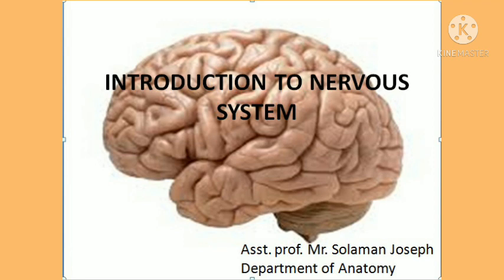Today we are going to learn about neuroanatomy, the introduction of the nervous system. Neuroanatomy is the study of the nervous system. The nervous system is the most complex, widely investigated and least understood system in the body. Along with the endocrine system, it regulates the functions of all other systems of the body. Hence, the nervous system is called the master system of our body.